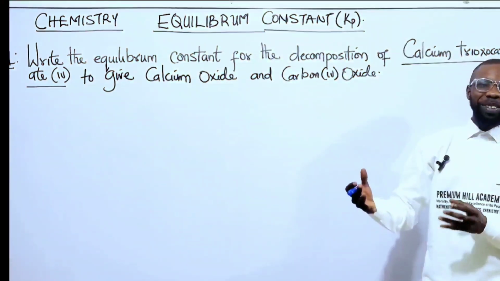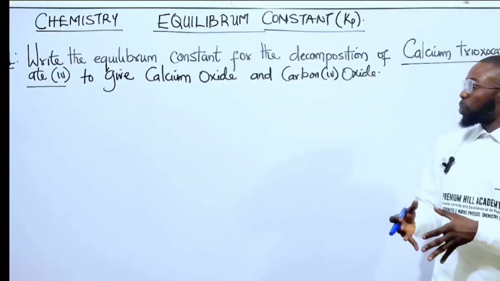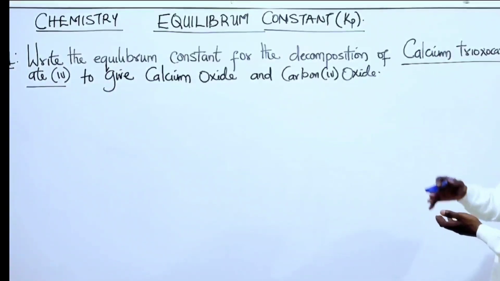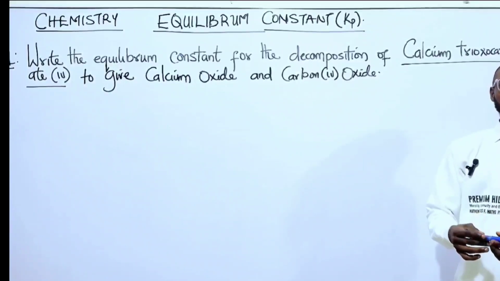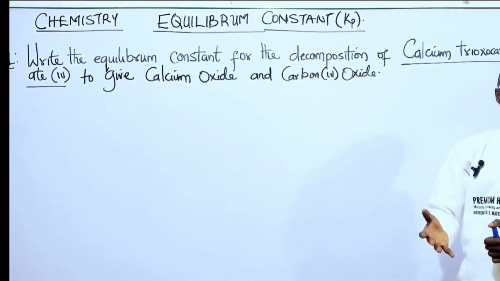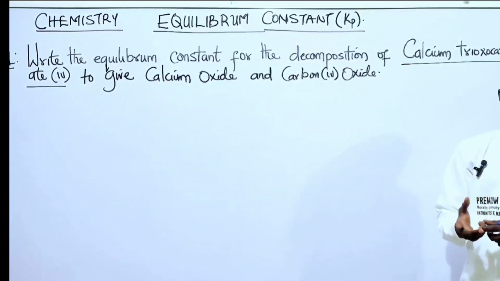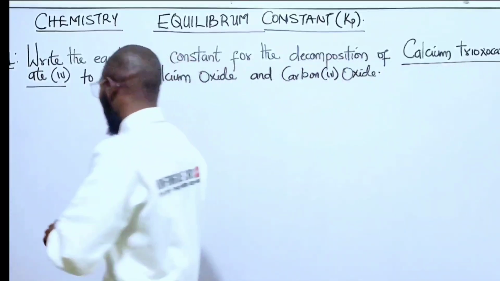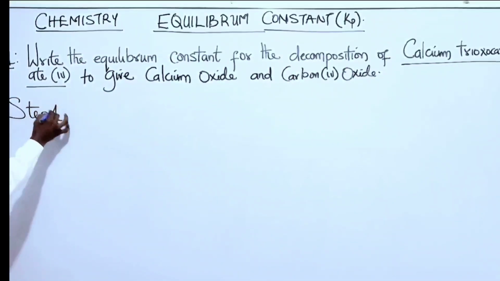Alright guys, let's look at example 1 on our topic on the equilibrium constant. Example 1 says, write the equilibrium constant for the decomposition of calcium trioxocarbonate IV to give calcium oxide and carbon IV oxide. I'm going to give you 2 steps on how to solve problems regarding the equilibrium constant. Step number 1, write the equation and check if the equation is balanced. So let's take step number 1. We write the equation and check if it's balanced.